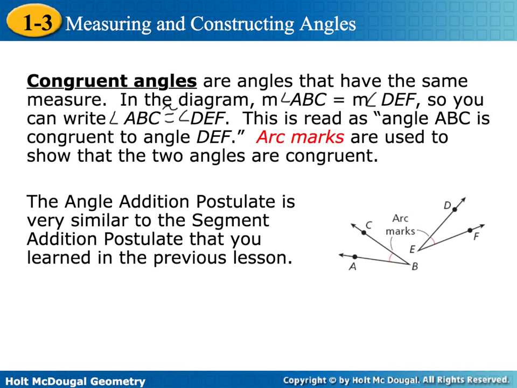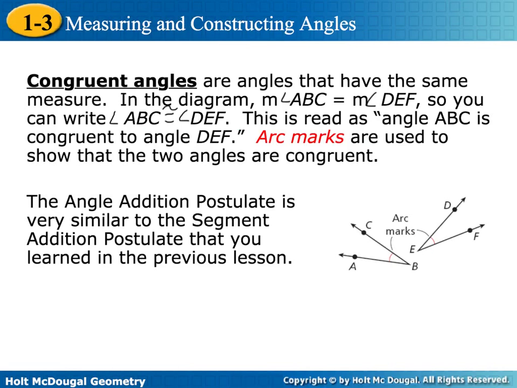Okay, your next definition is congruent angles. Congruent angles are just angles that have the same measure. So if two angles both have the same measure, then they're congruent. So in the diagram down below, measure of angle ABC equals the measure of angle DEF. So you can write angle ABC is congruent to angle DEF. This is read as angle ABC is congruent to angle DEF. Again, the congruent sign, this should be familiar by now.